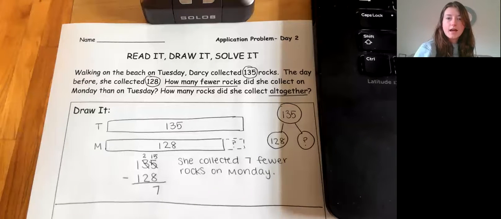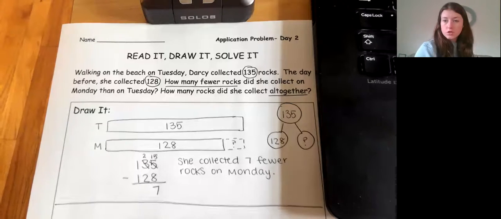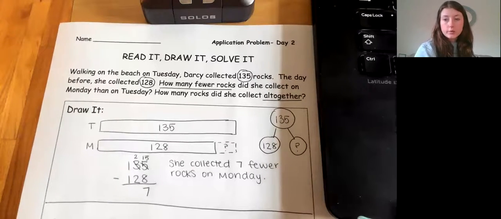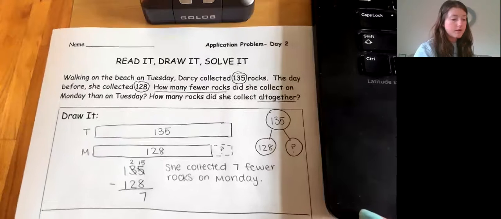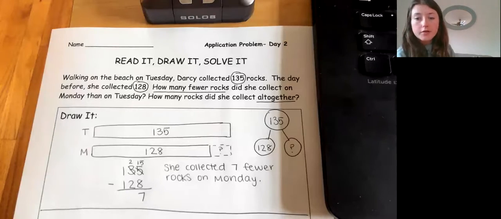Hi guys, I wanted to go over your application problem for day 2 if you finished it. I'm going to read it and then I'm going to show you how I did my work. I want you to match up yours to mine and see if you were correct and what you did to solve this problem. So the problem for today says, walking on the beach on Tuesday, Darcy collected 135 rocks.